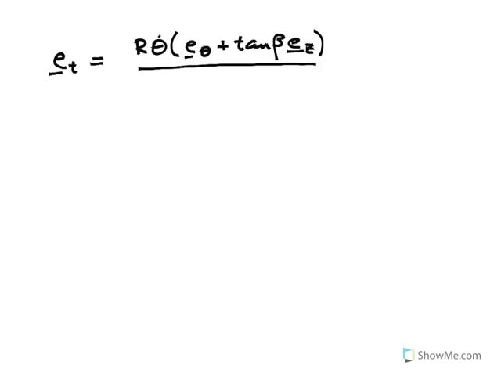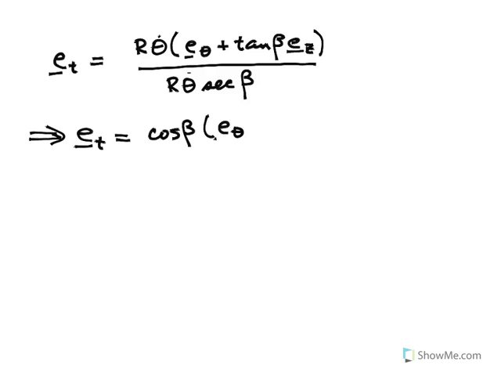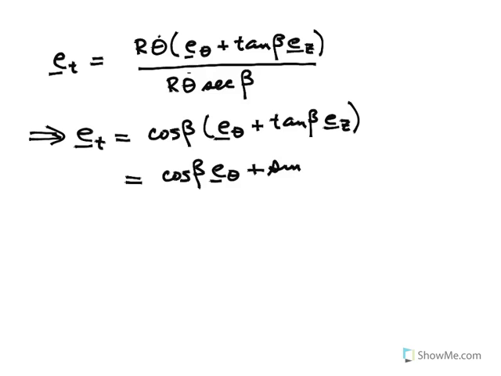So now I can write the tangent vector. The tangent vector is then equal to, if I go back to the velocity, R theta dot times E sub theta plus the tangent of beta times EZ, all divided by the speed, which is R theta dot times the secant of beta, which gives me that the tangent vector, since secant is 1 over cosine, is cosine of beta times e sub theta plus the tangent of beta times ez, which is equal to cosine of beta times e sub theta plus the sine of beta times ez. There's the tangent vector.